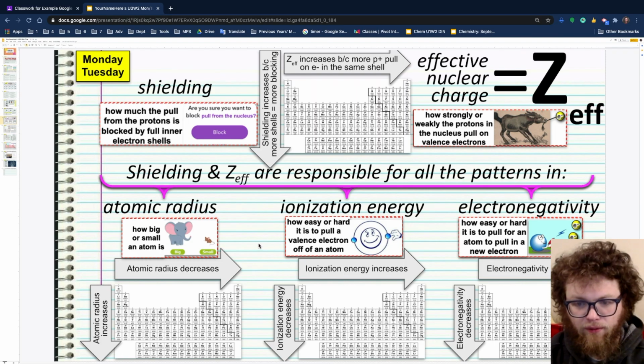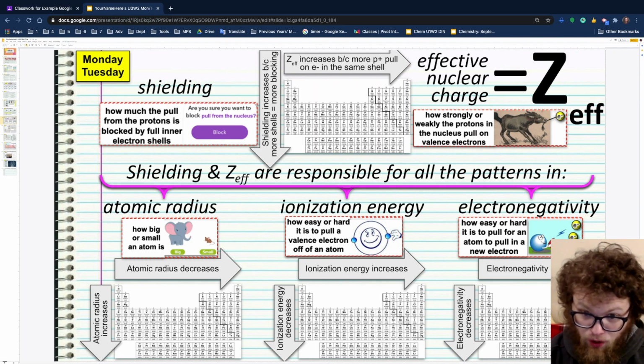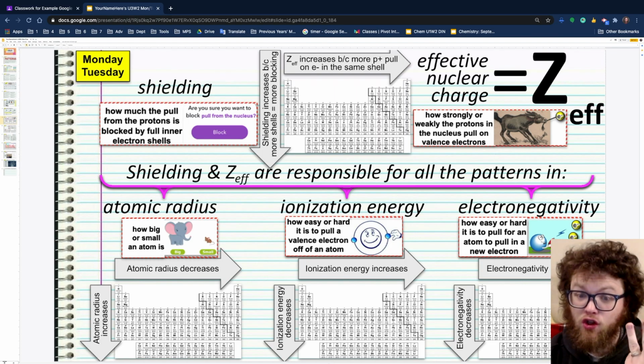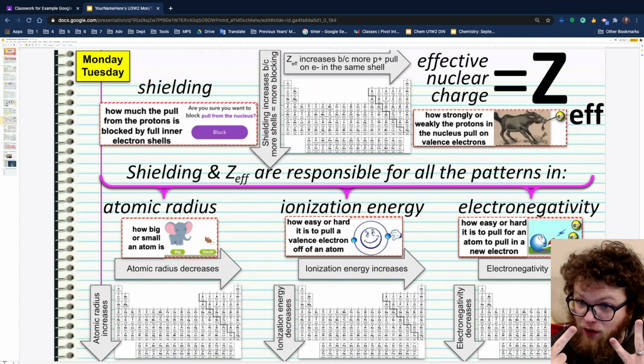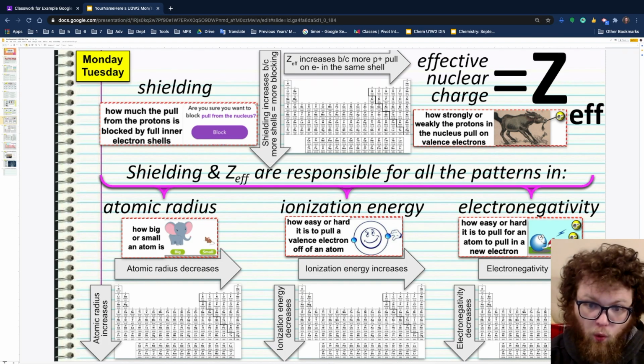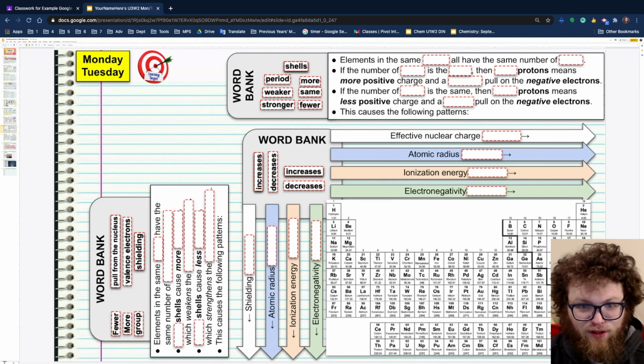I wonder why. Now let's look at all 8 of these trends: 1 for shielding, 1 for effective nuclear charge, 2 for atomic radius, 2 for ionization energy, and 2 for electronegativity. That's 8. Let's look at all 8 of those patterns on one periodic table. We're going to need a bunch of arrows. And there's a bunch of arrows.